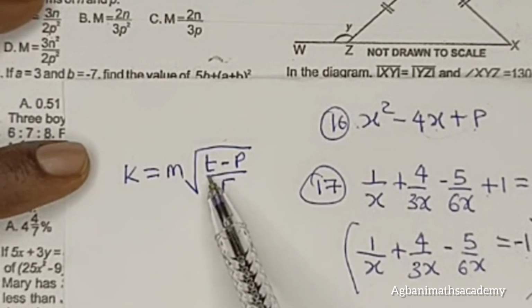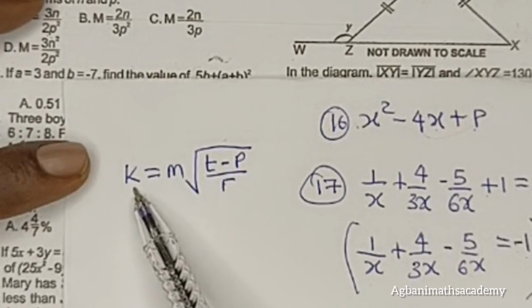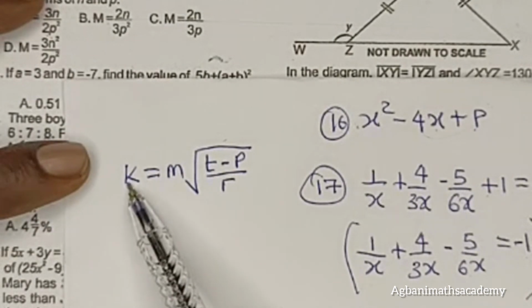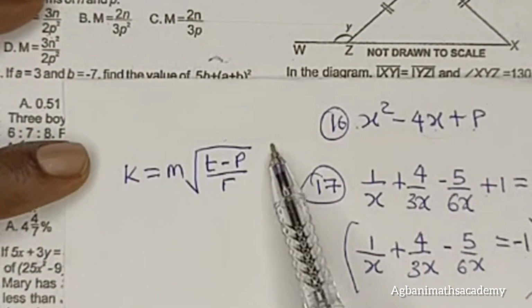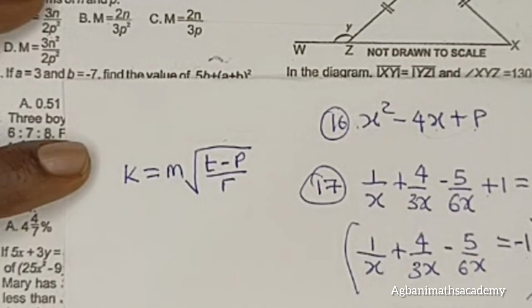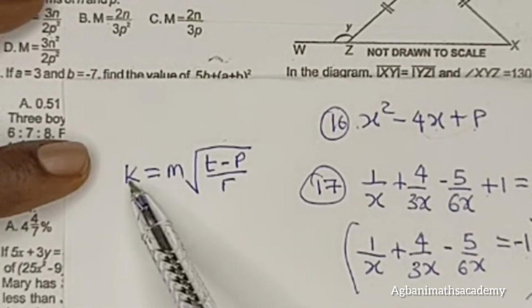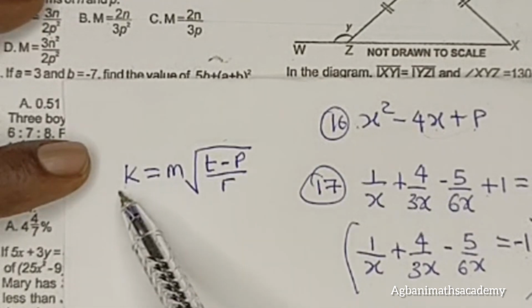Our target is to make t the subject. Making t the subject means moving t to the left so that t will be on the left, and then moving k over to the right. The subject of a formula is always found alone on the left side of the formula, right?